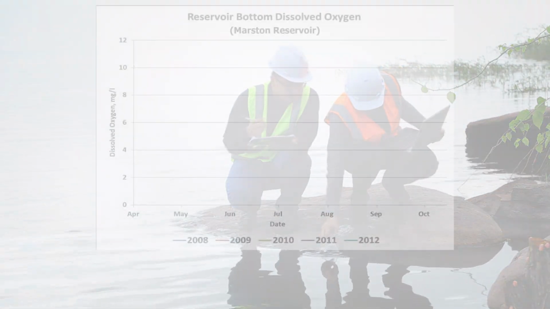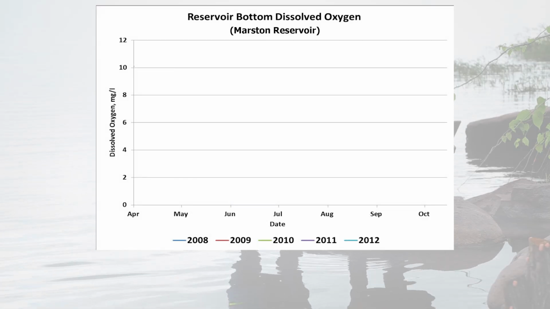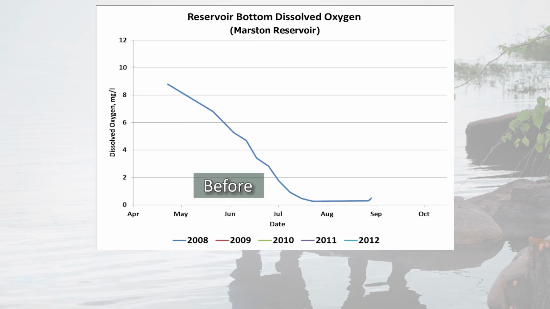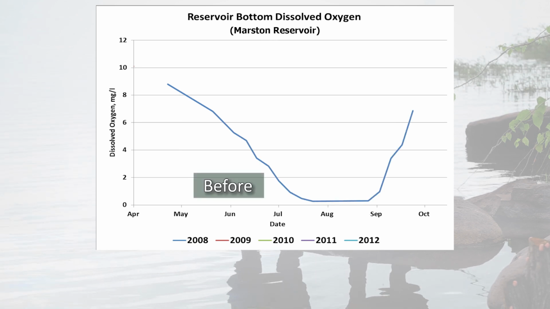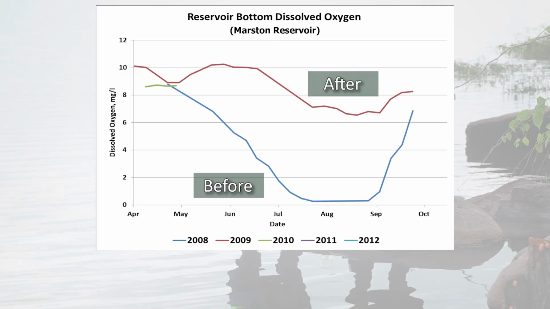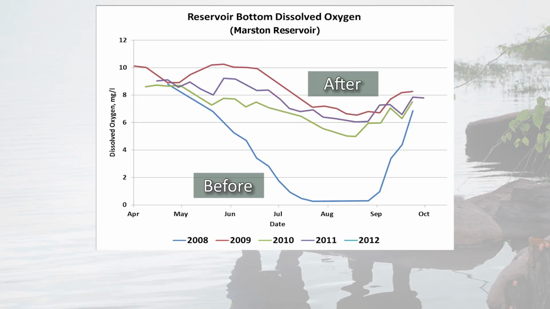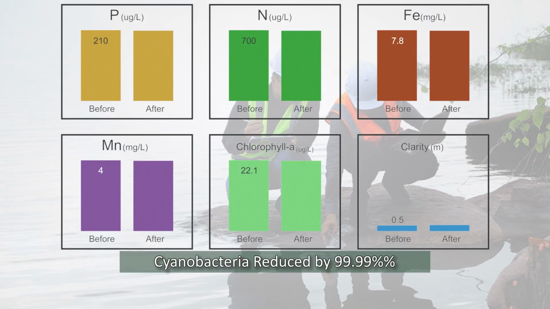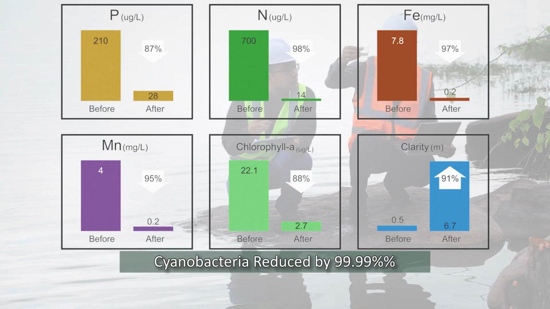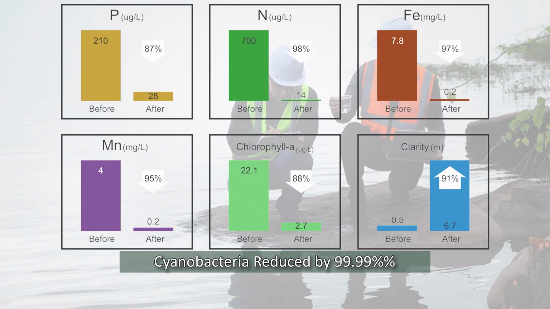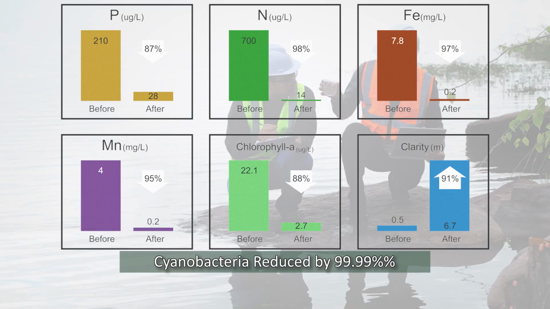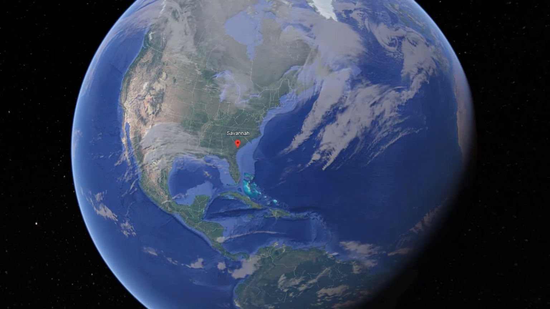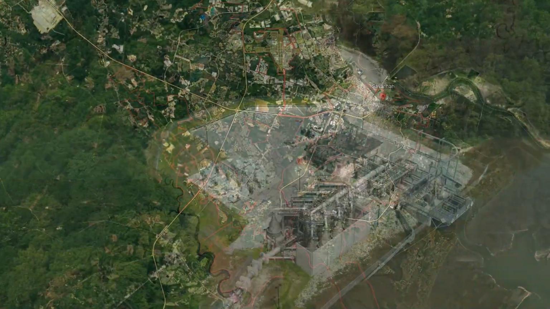This data set shows oxygen levels over a 5-year period, measured at the bottom of a large reservoir. Before oxygenation, the warmer months had 0 DO. With oxygenation, elevated DO levels have been sustained throughout the year. Phosphorus, ammonia, iron, manganese, chlorophyll A, clarity, and cyanobacteria counts are all drastically reduced. In case after case, results are clear, and so is the water. Here are a few examples of ECO2 systems at work.